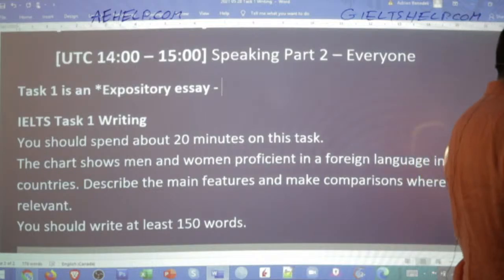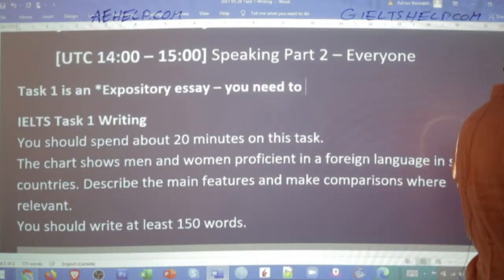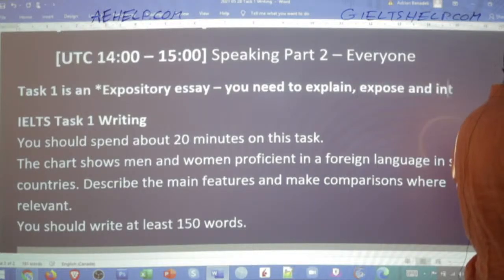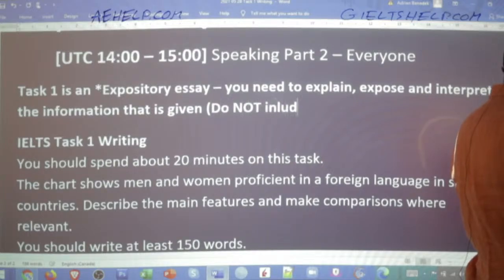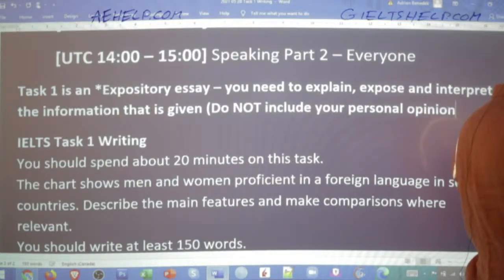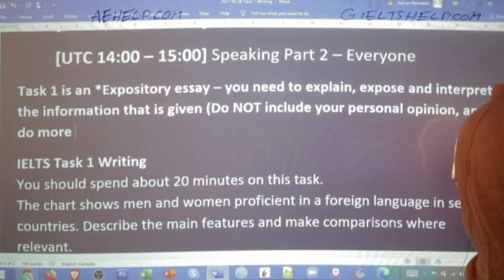So task 1 here is expository, which means you need to explain, expose, and interpret the information that is given. Do not include your personal opinion, and do more than just simply describe what you see.